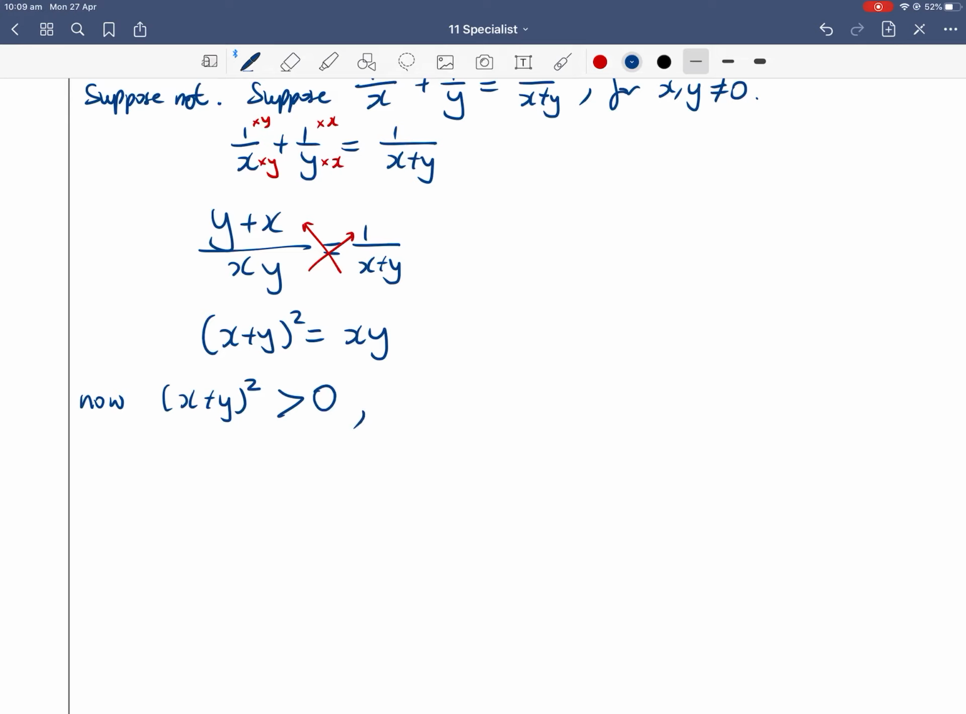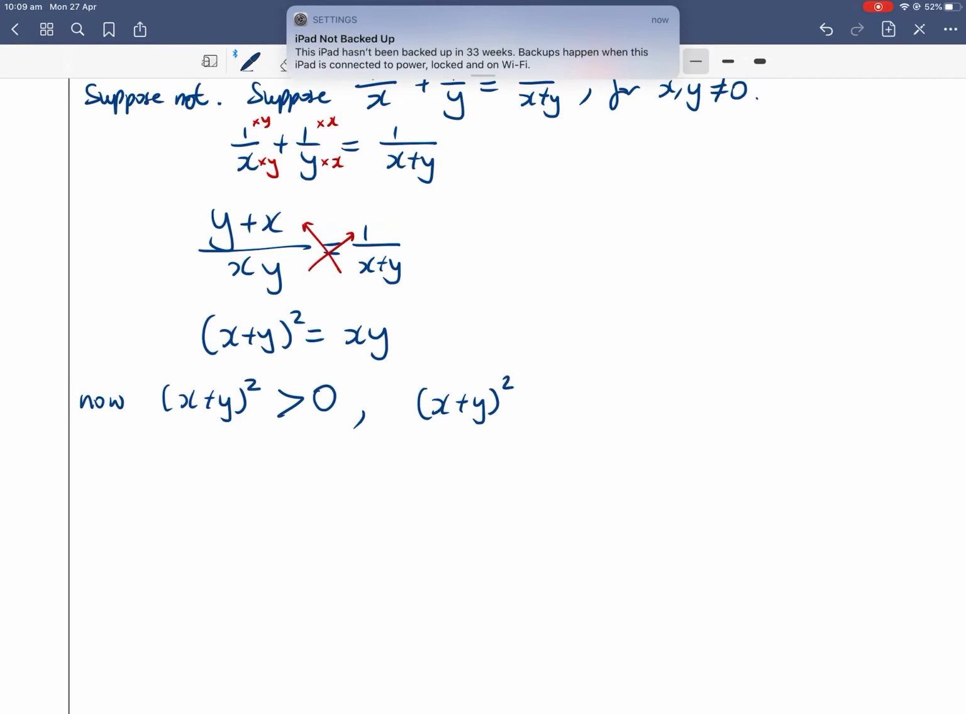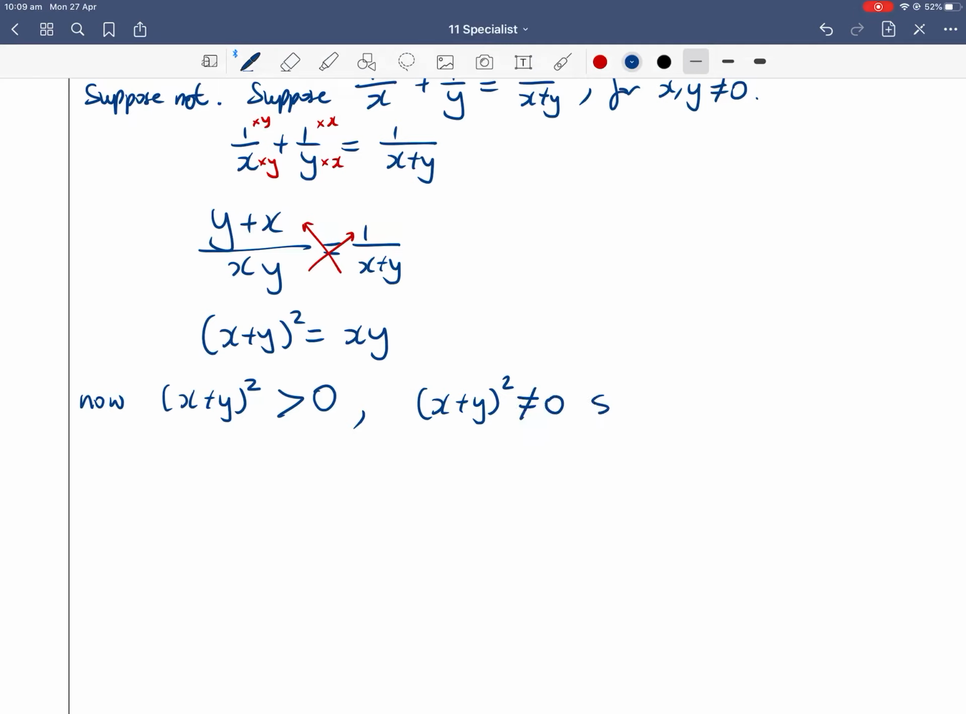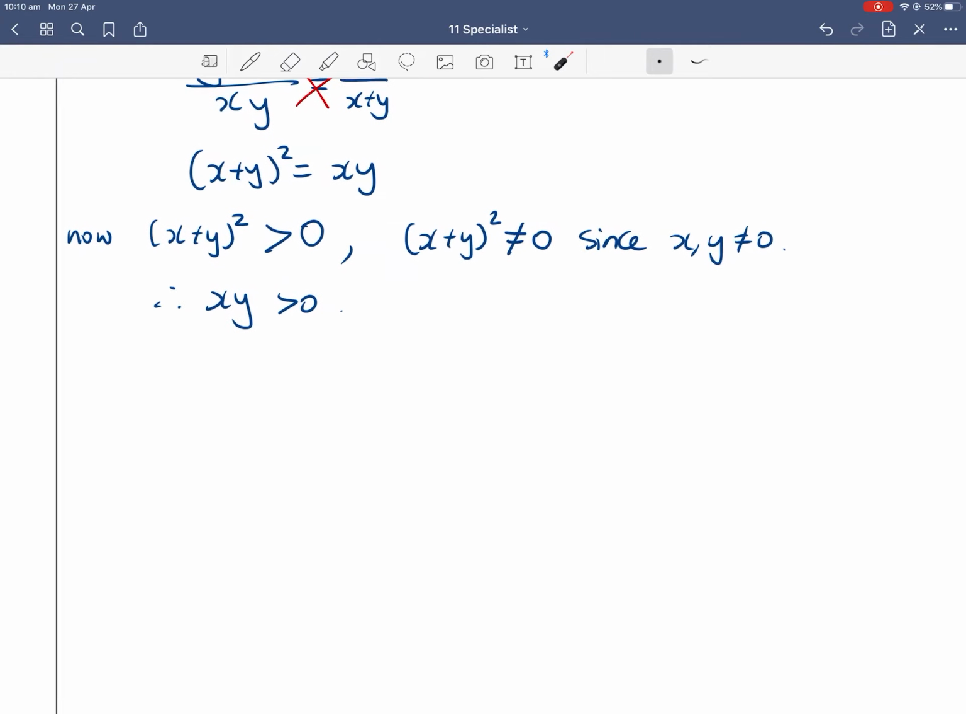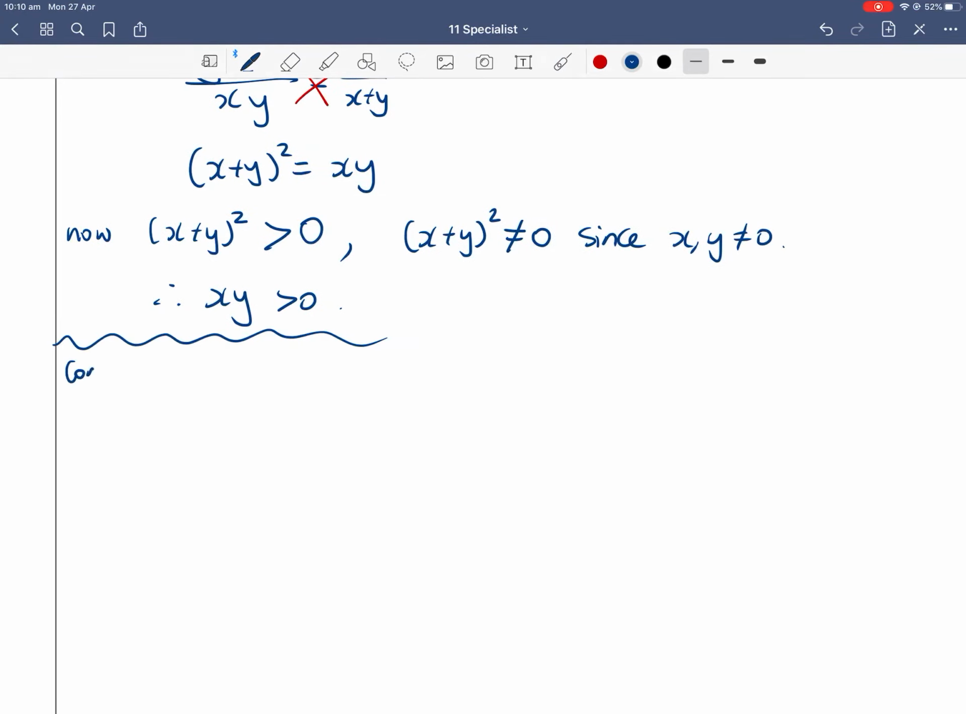Now, I'm also making the claim that this number cannot be equal to 0. So I'm saying that x plus y all squared is bigger than 0, and x plus y all squared does not equal 0 since x and y are not equal to 0. So if two numbers are not equal to 0, no matter how you add or square them, you can't get 0 as the answer. Now, because x plus y all squared is equal to xy, and we established that x plus y all squared is positive and not equal to 0, therefore xy is also positive because these two are the same.